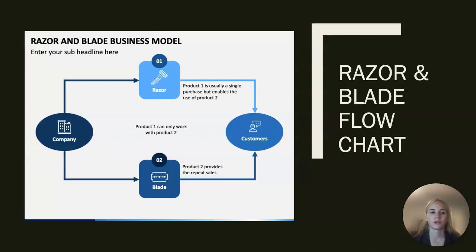Razor and Blade flowchart. So for this flowchart, it kind of just shows how the customer purchases the razor from the company, but also has to purchase the blade from the company, and that the razor and blade both come from one company and are purchased from the same customer.